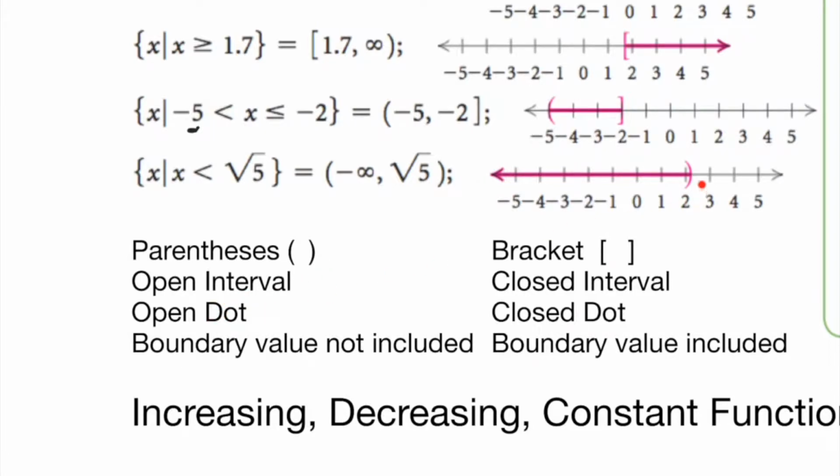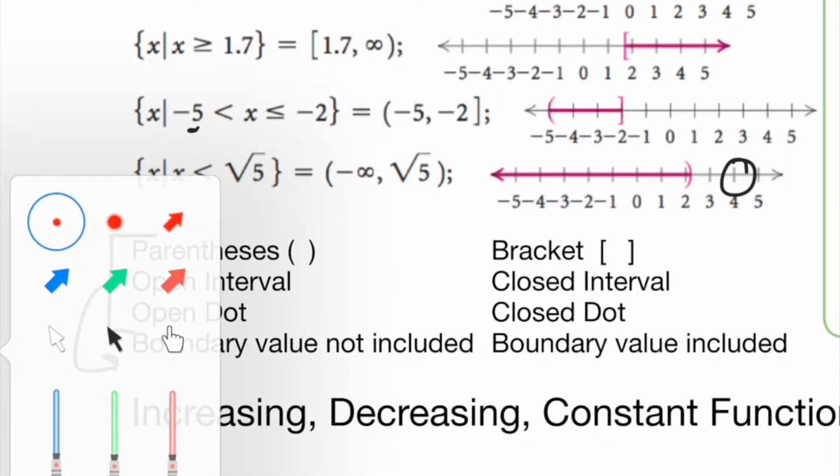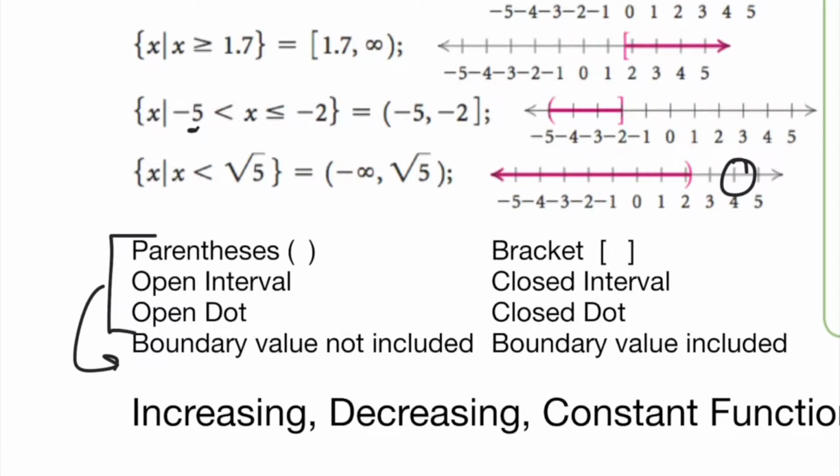And an open dot you might have seen before, where you draw a circle like this. All of these things tie into the boundary value that's not being included. We don't want to include the square root of 5 here. We don't want to include the value of -5 here. We don't want to include the values of -4 and 5 in the example at the top.